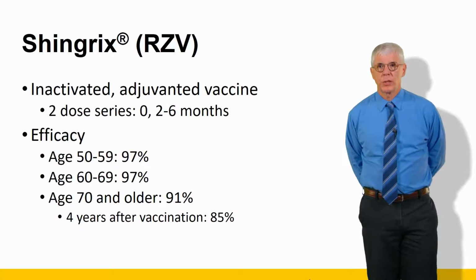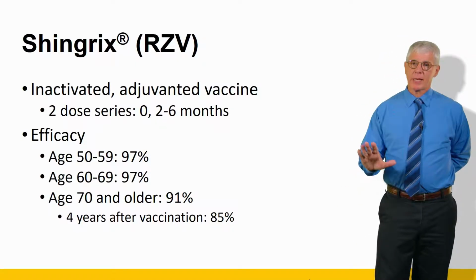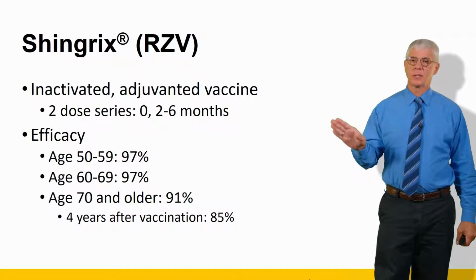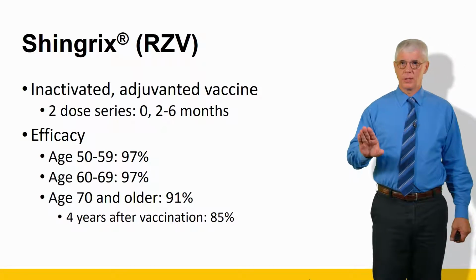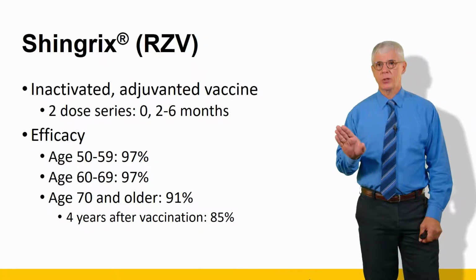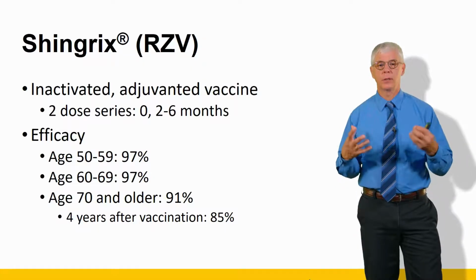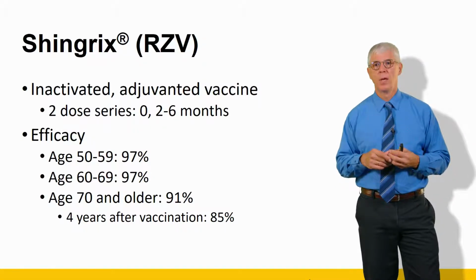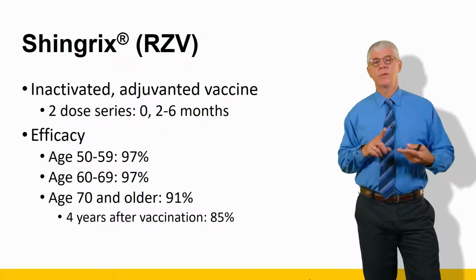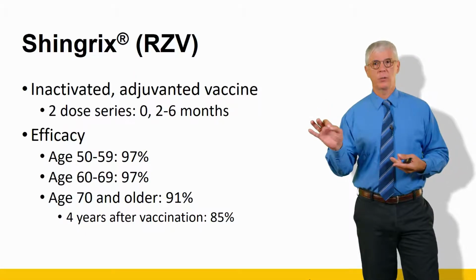So a little bit about Shingrix. It is an inactivated vaccine. So Zostavax was a live vaccine. This is an inactivated one. It is adjuvanted, so that means it's had something added to it to make it more immunogenic, so more effective. It does have to be given in a 2-dose series, so we have 0 and 2 to 6 months.